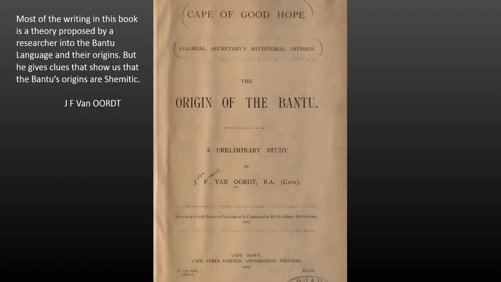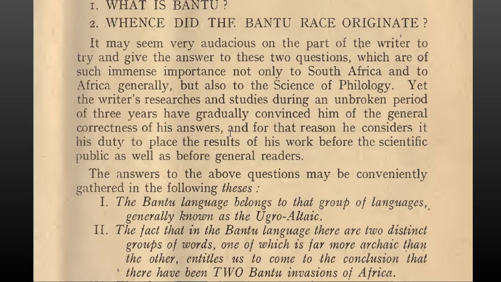So this is a book titled Origin of the Bantu by J.F. Van Oort. Now, most of the writing in this book is a theory proposed by this researcher into the Bantu language and their origins, but he gives clues that show us that the Bantu origins are Shemitic. What is Bantu? Whence did the Bantu race originate? It may seem very audacious on the part of the writer to try and give the answer to these two questions, which are of such immense importance not only to South Africa and to Africa generally, but also to the science of philology.